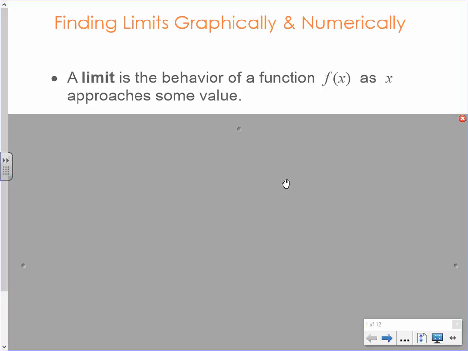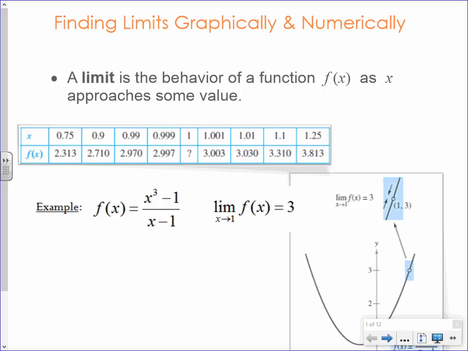Now, we're going to talk about limits in a lot of different ways. We're going to look at them numerically first, then we're going to look at them graphically, and then eventually, I think tomorrow, we're going to start looking at them algebraically. So let's look at this example. Here I have our function. F of x is x cubed minus 1 over x minus 1, and here is our graph. Okay, everyone see the graph?